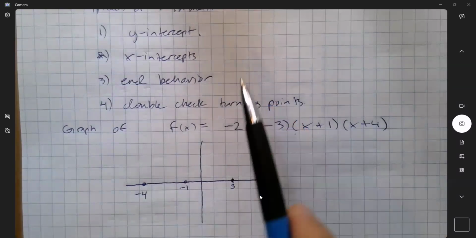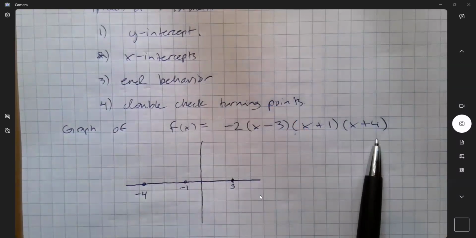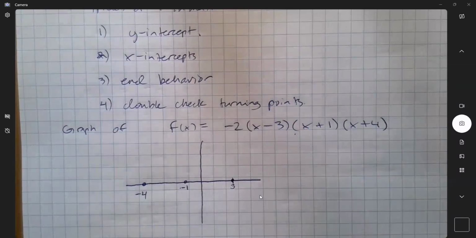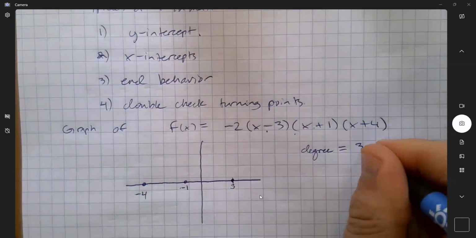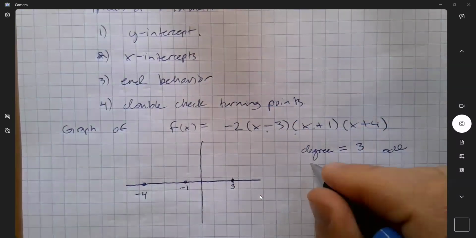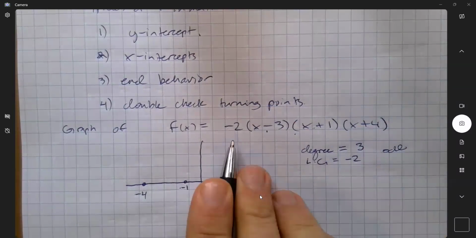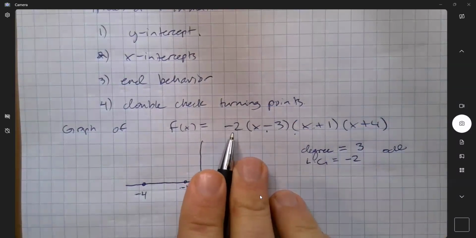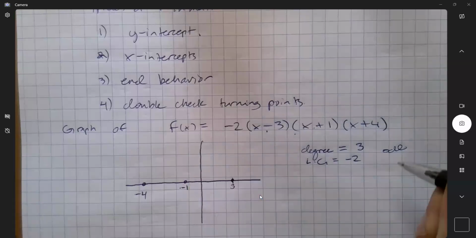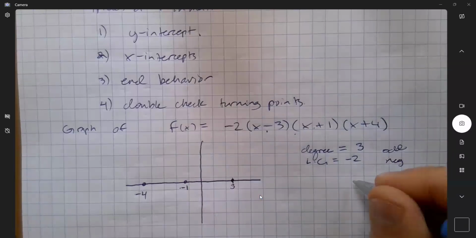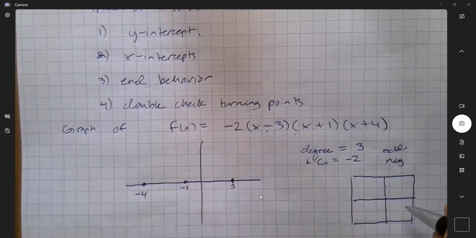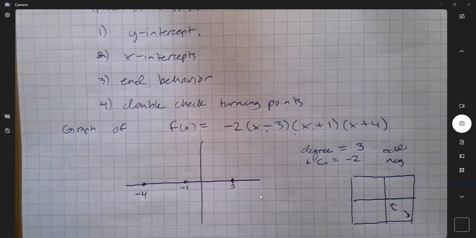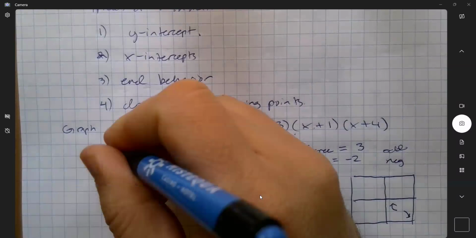The y-intercept, when it's in factored form, is a little harder to get. So we're going to come back to that. Let's do the end behavior next. I need the degree of my polynomial. 1, 2, 3 terms, so the degree is 3, which is odd. And the leading coefficient is -2. Factored forms have leading coefficients. It's the number out in front. That's -2, so that's negative. So thinking back to my box, it's going to be this one down here on the right. And so I'm going to add that into my picture.